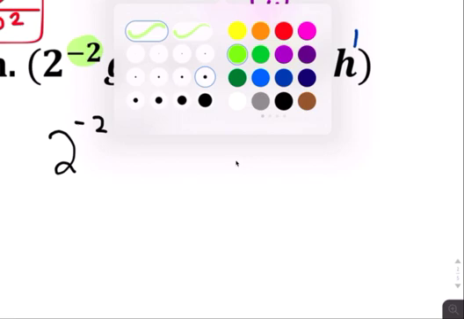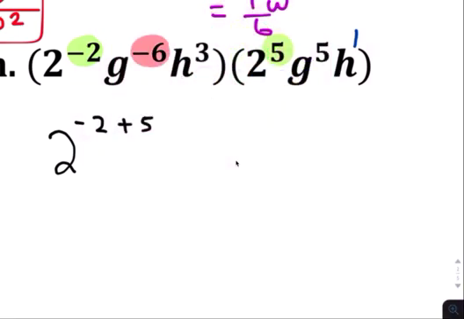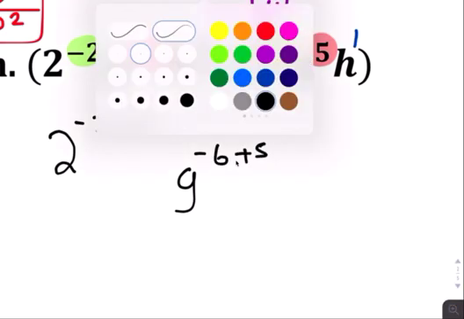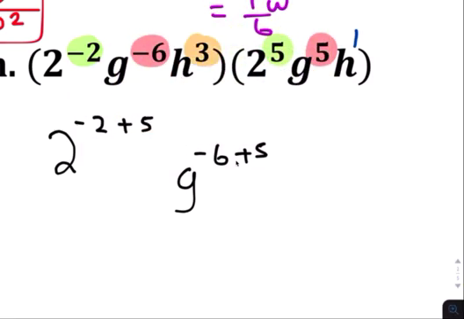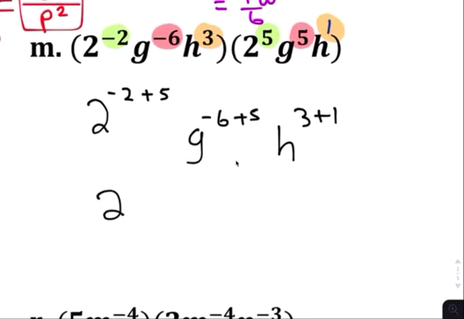The g's are -6 and 5, so g to the -6 plus 5. The h's are 3 and 1, so h is 3 plus 1. So your answer is 2 to the 3rd, g to the -1, and h to the 4th.